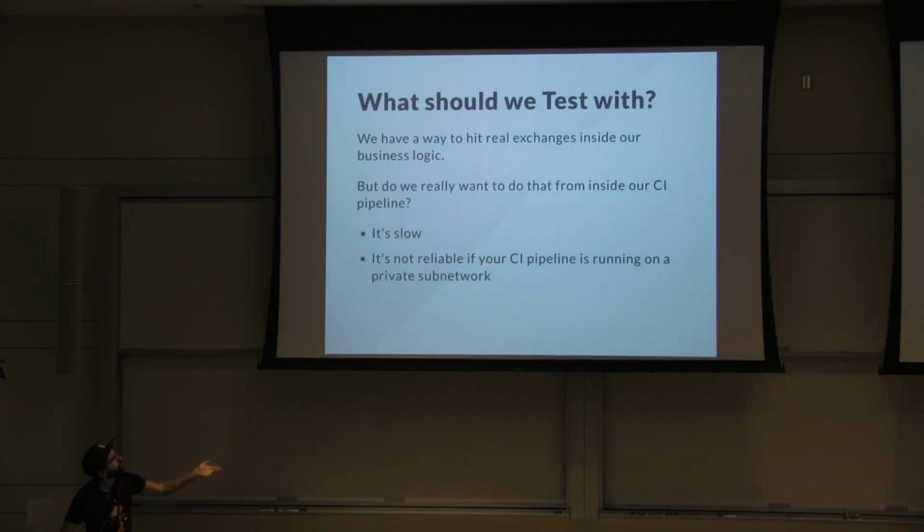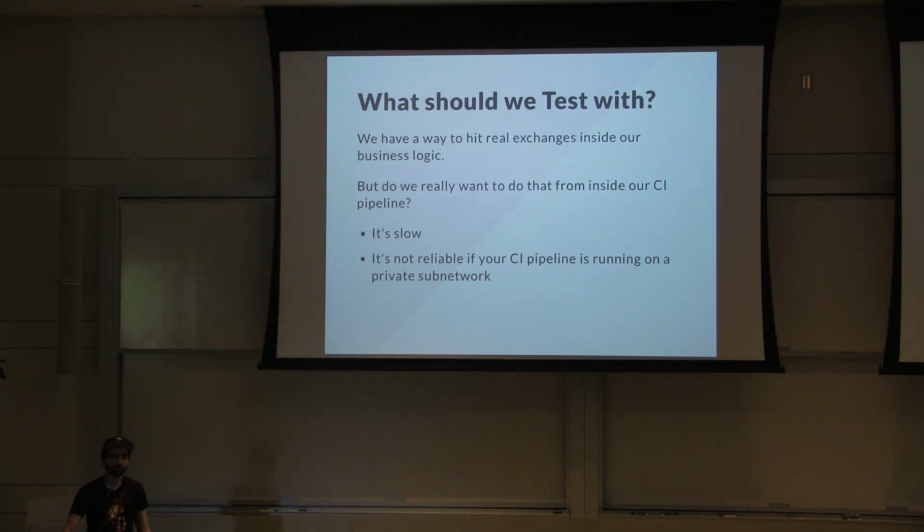But what do we want to test with? We can hit real exchanges now, but do we want to do that inside our CI pipeline when we're doing continuous integration and shipping out new artifacts, if and only if they get their tests to pass? My experience is that this is not a good idea, A, because it's slow. HTTP requests are probably the slowest part of your entire application.